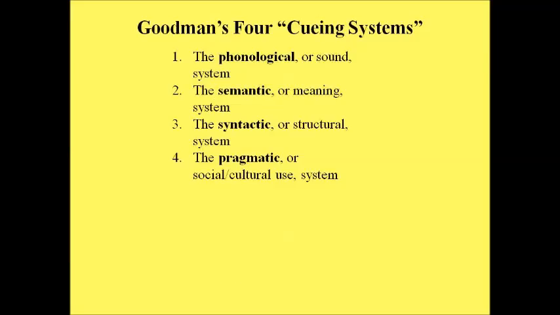There are these things called cueing systems. There are 4 cueing systems in literacy development identified by Goodman. What are they? Well, there's the phonological or sound system, the semantic or meaning system, the syntactic or structural system, and the pragmatic or social cultural use system.